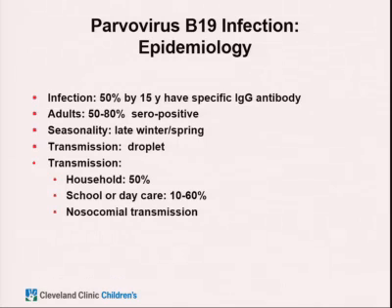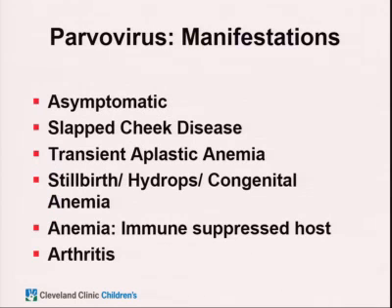So let's talk about Parvo B19 a little bit. About 50% of children have been infected with this virus by the time they are 15 years of age, therefore they are protected. And 50 to 80% of adults are protected against this virus because they've already been infected. This is usually seen in late winter and spring. It's spread by droplets, and the transmission from a contact is about 50% with a household contact. In a school or daycare setting, it's anywhere between 10 to 60%, depending on the study that you look at, and nosocomial transmission has been documented.